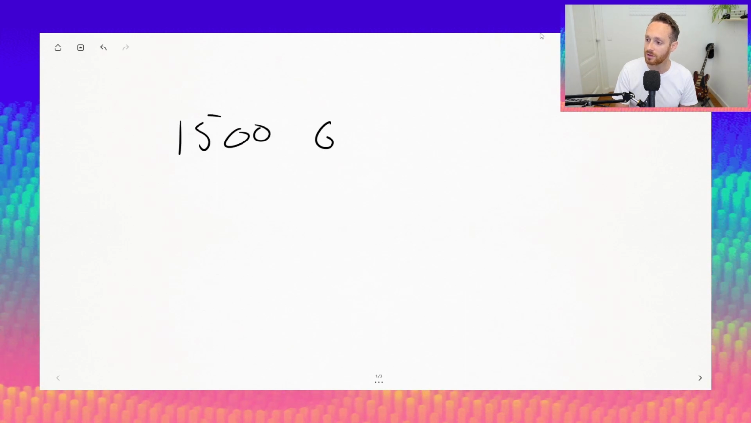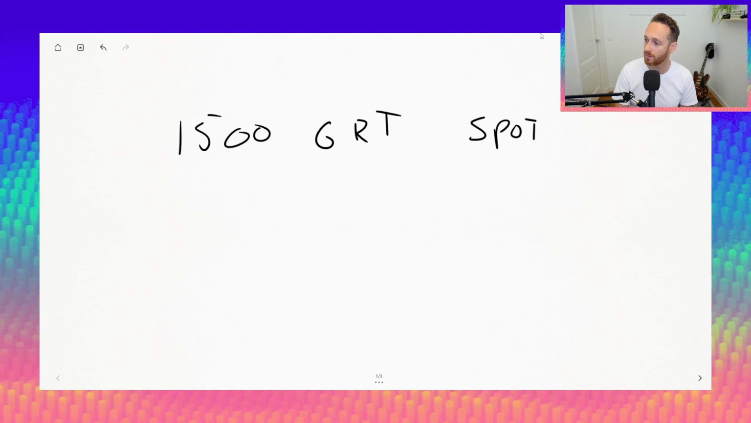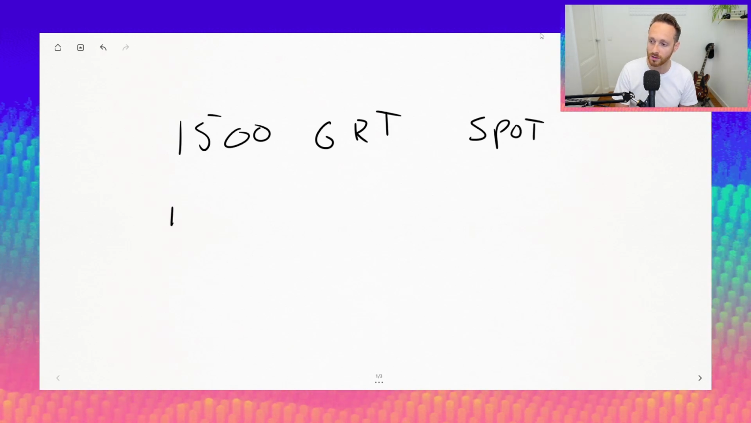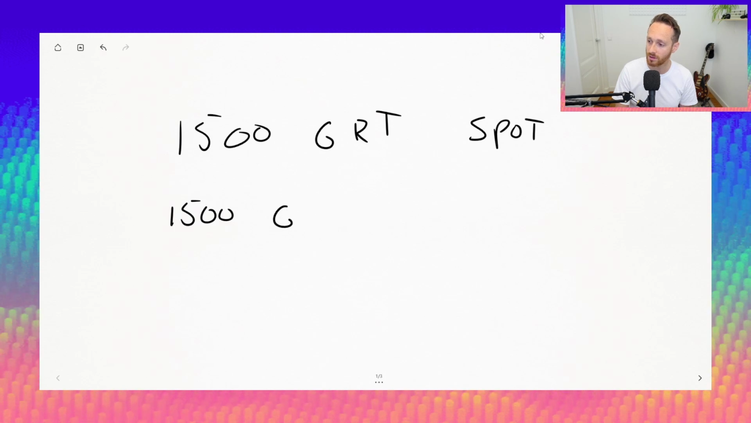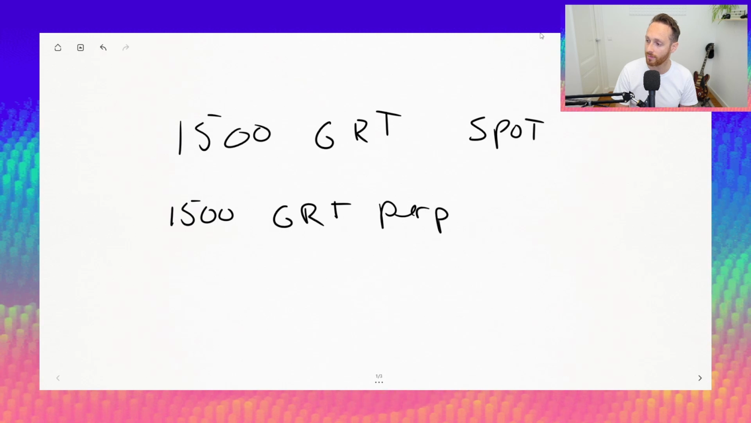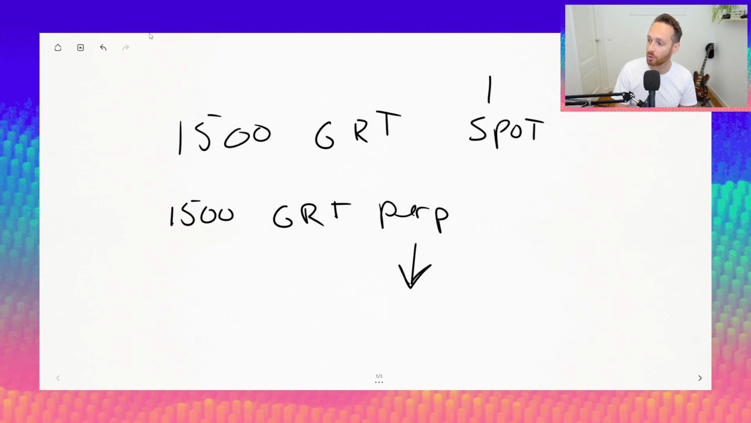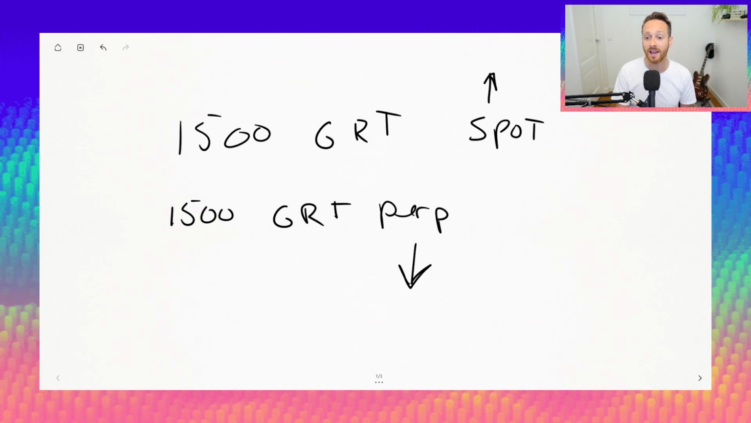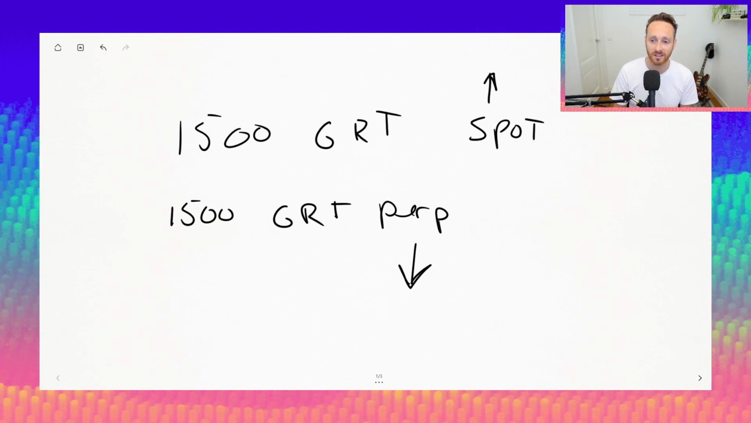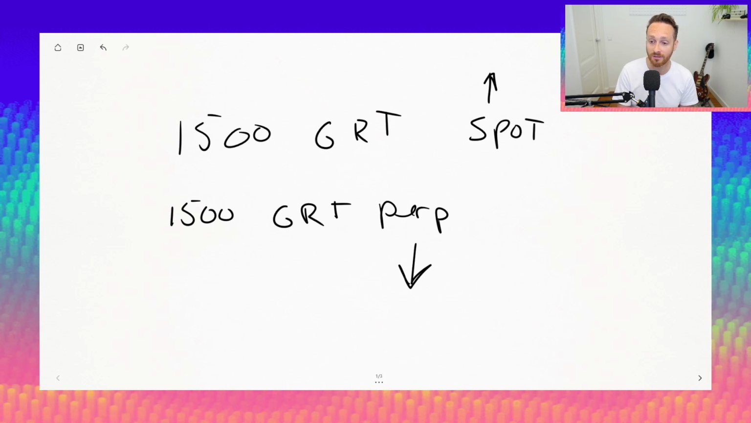So essentially what I did was I bought 1500 GRT spot, and I also shorted 1500 GRT in the perpetual. So if my perpetual goes down in value, it means that my spot holdings will increase in value, and they both cancel each other out. So basically, this is a perfectly delta neutral position. You don't have to worry about anything.